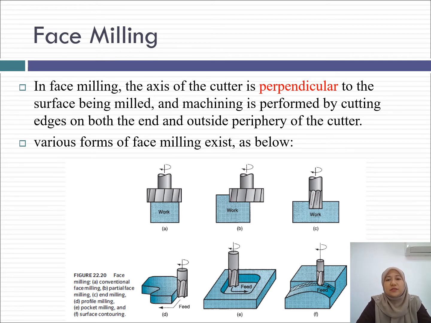Various forms of face milling exist as below. In figure A, it is called conventional face milling. In figure B, partial face milling. In figure C, end milling. In figure D, profile milling. In figure E, it is called pocket milling. You are making a slot in the middle of the workpiece, which is called a pocket. And surface contouring.